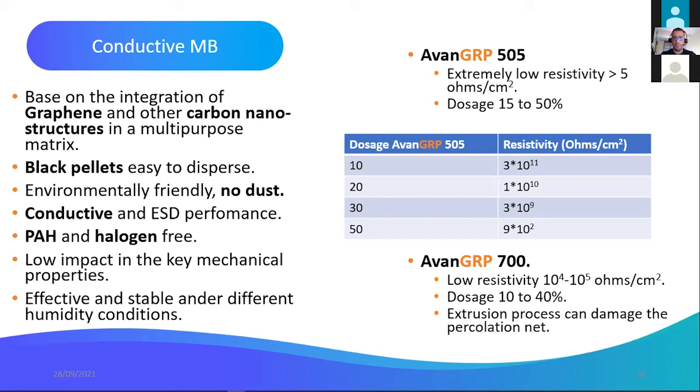For this purpose, we have three different master batches. Avan GRP 505: you can achieve conductivities in the range of 10 to the power 2, I mean less than 1,000 ohms. The dosage, of course, in this case is high, the suggested dosage is between 15 and 50%. Also, we have another grade, Avanzare 700. In this case, it's more focused on conductivities between 10 to the power 4 and 10 to the power 5 ohms, with doses between 10 and 40%. These doses are big due to the necessity to get the percolation net, as I explained in the last slide.